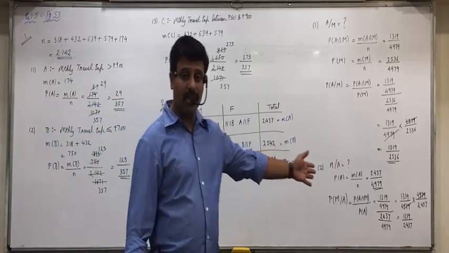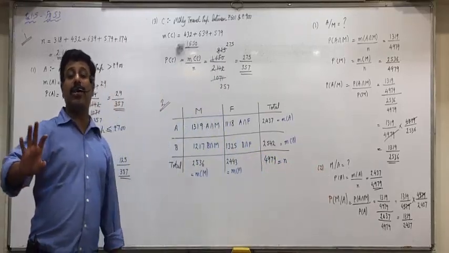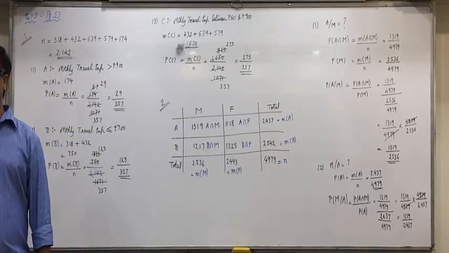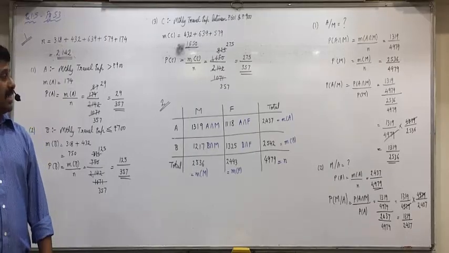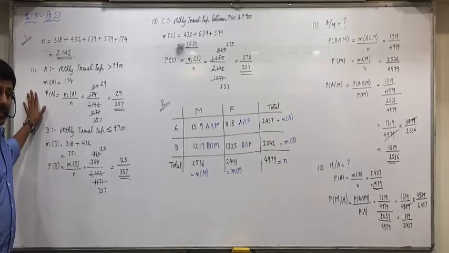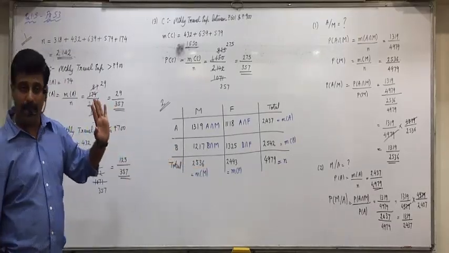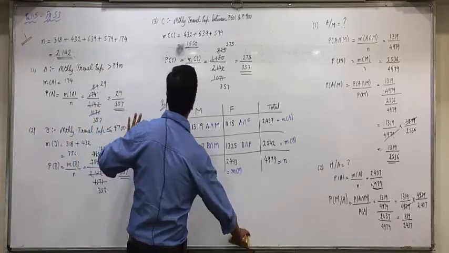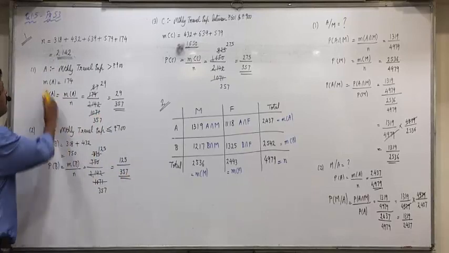But you can solve the figures on your own also. Illustration 36 and 37 are your homework. They are similar ones. Illustration 36 is similar to this first one. Illustration 37 is similar to this second one. Otherwise, I have done many illustrations also in the class, but these two illustrations are exactly similar ones.